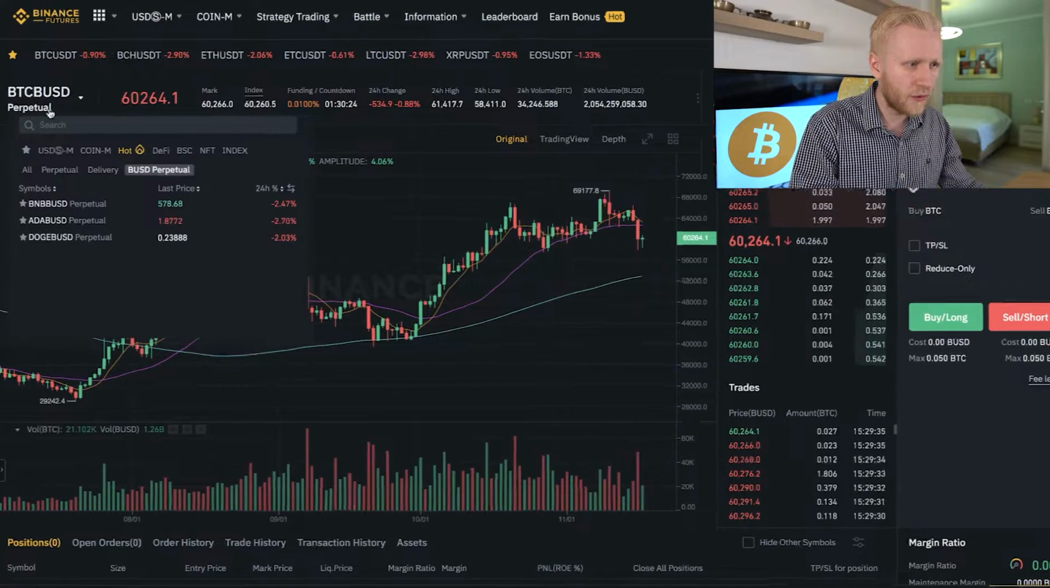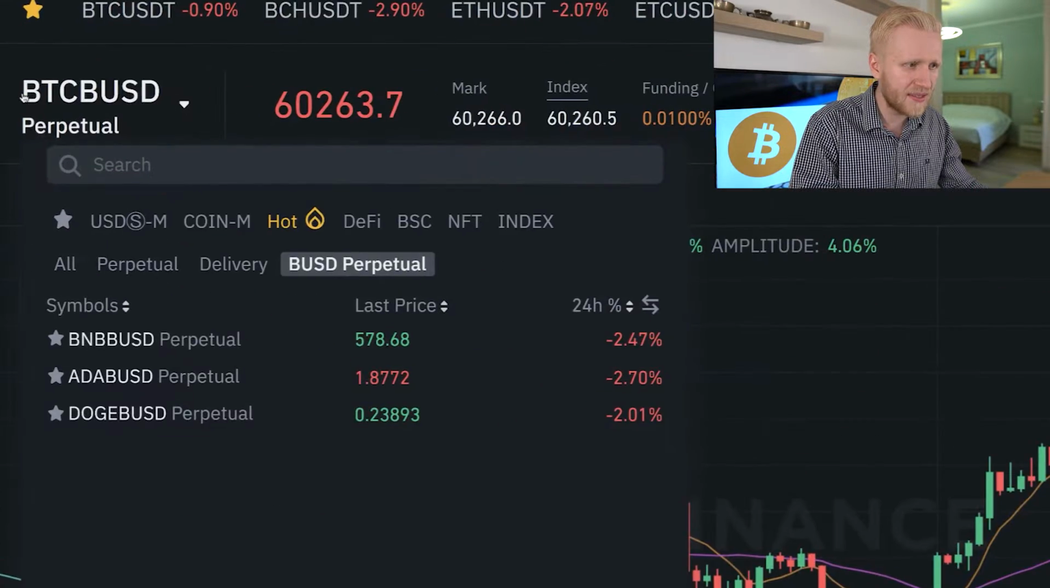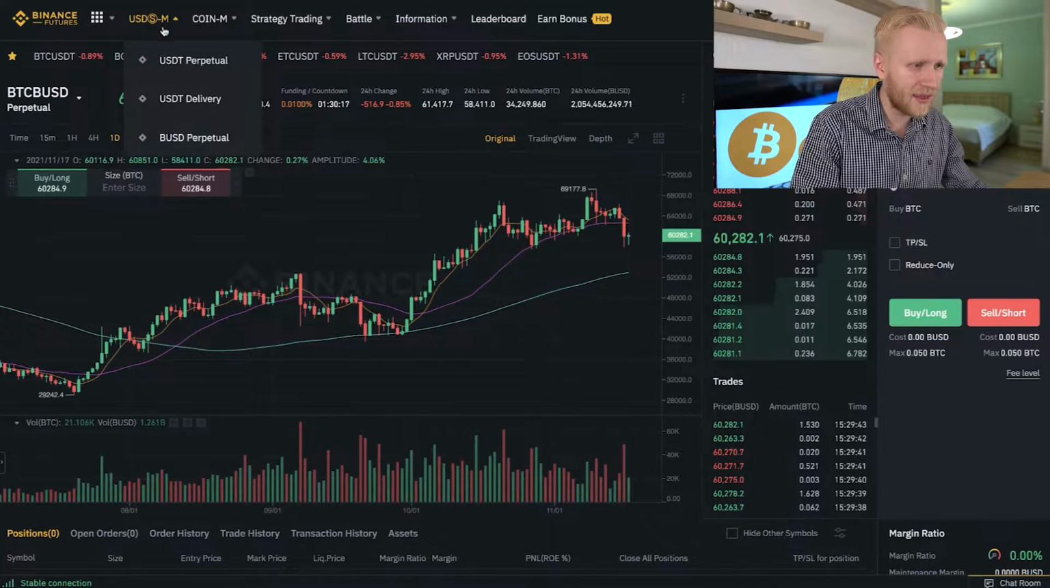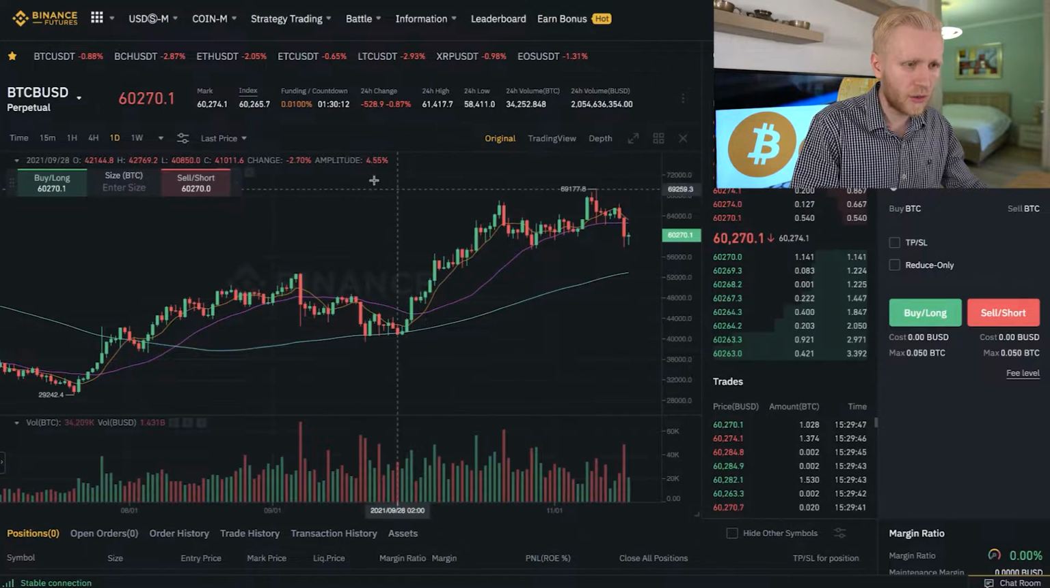So first of all, here is of course the trading pair. So now we have BTC and BUSD perpetual, so it never ends. There is no delivery date, unlike here, for example, USD delivery. This is perpetual. Here you will see the candlestick chart.